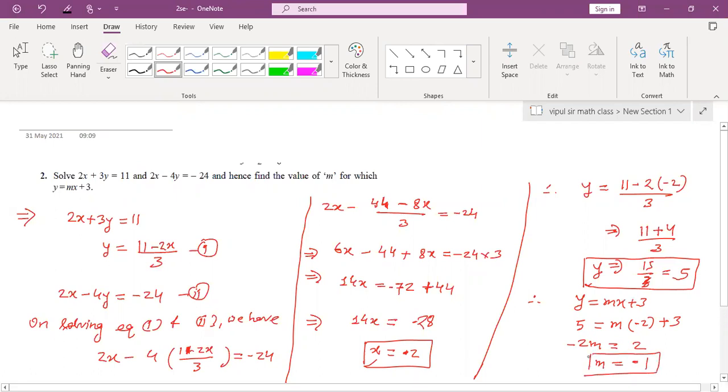Is it clear to everyone or is there any confusion? Clear, sir. Write it down. Okay, write it.